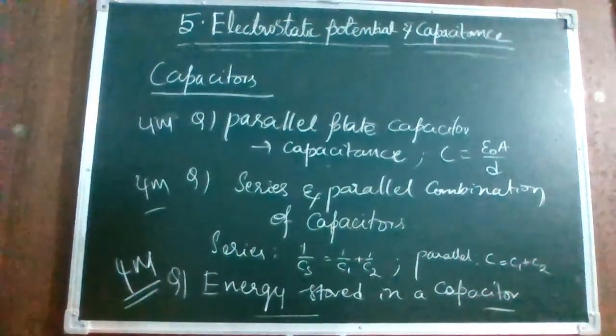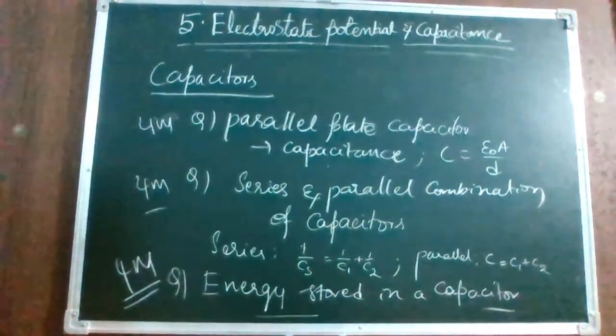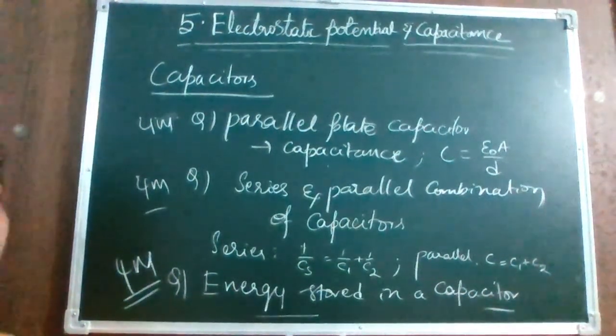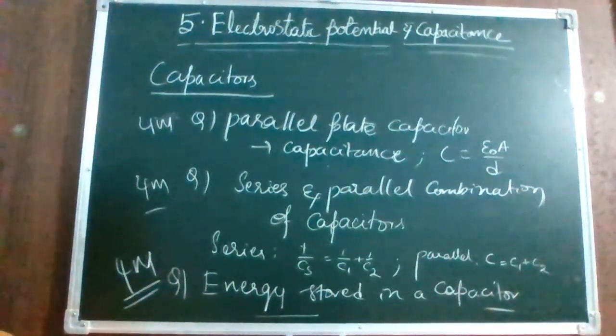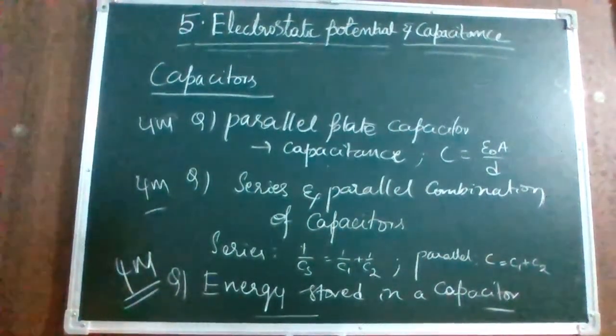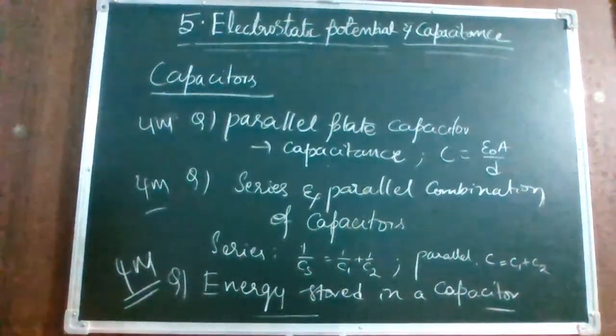And of course, the potential at a point charge is also another important question. From dielectrics you will have a total of 6 marks: one 2 mark question, and one 4 mark question will be from this chapter. Okay, and now let us see the problems related to this chapter.